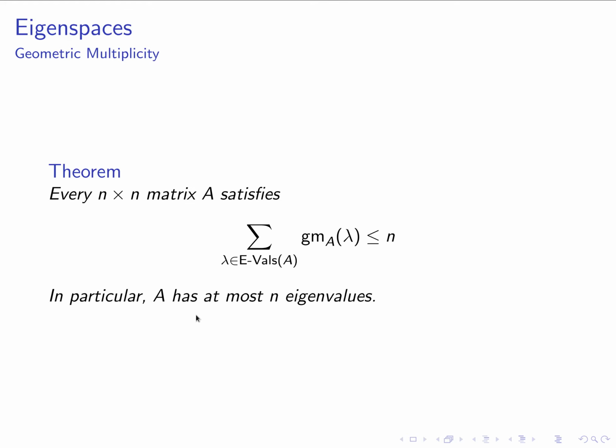And of course, one consequence of this theorem is that it puts a bound on the number of eigenvalues that a matrix can have. So an n by n matrix can never have more than n eigenvalues. We'll find that an n by n matrix might have fewer than n eigenvalues, but it never has more.